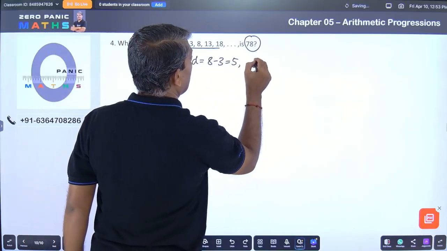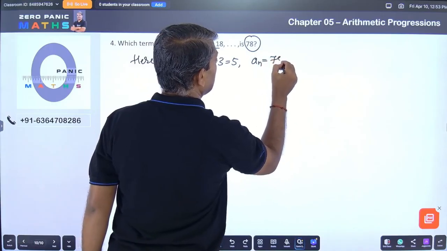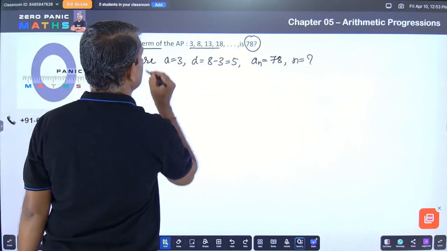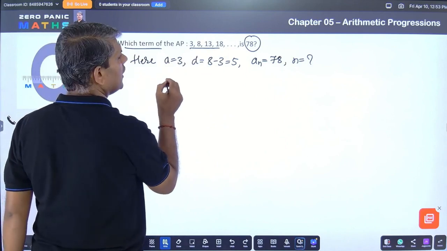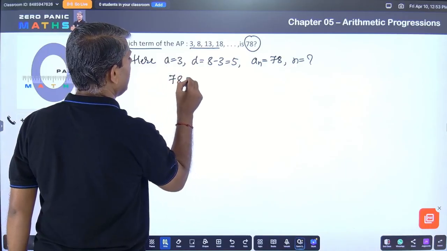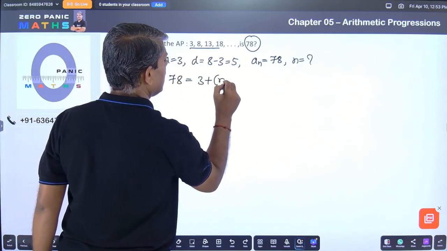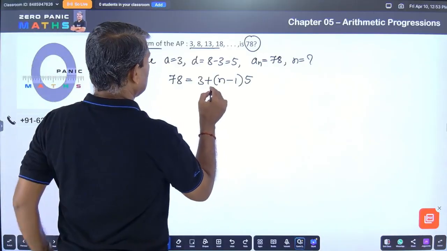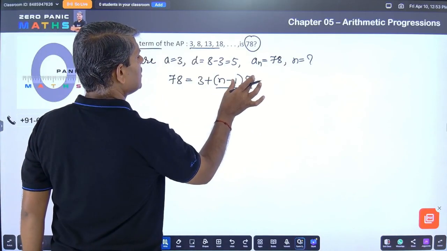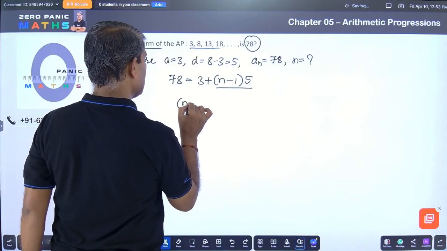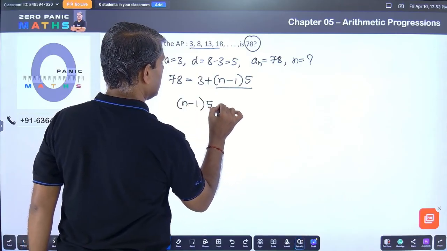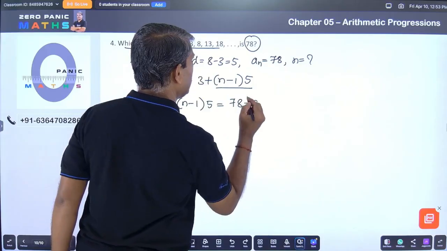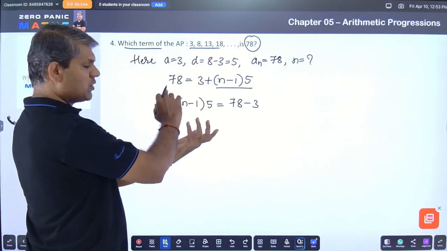And a_n is 78. We need to find out what is n. Which term is it? Term means n always. So a_n is 78, and a plus (n minus 1) into d. Now just keep n minus 1 into 5 here, and take 3 to the left side. I'll be writing this as 78 minus 3.